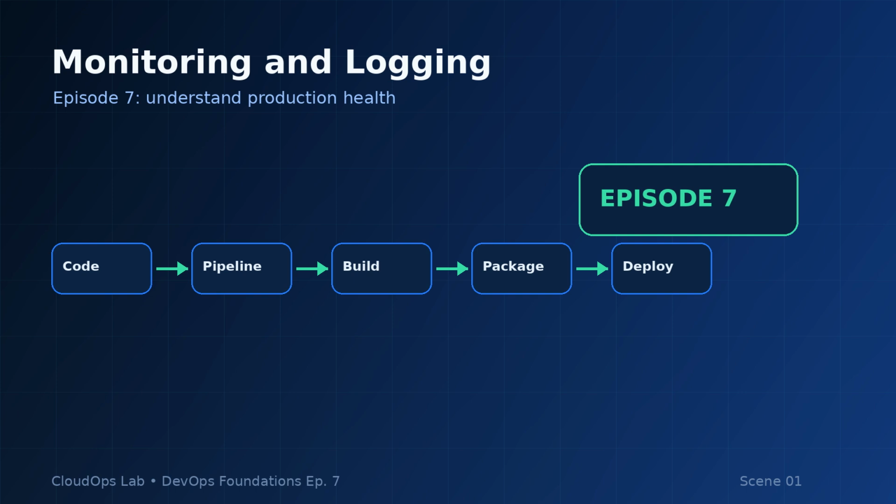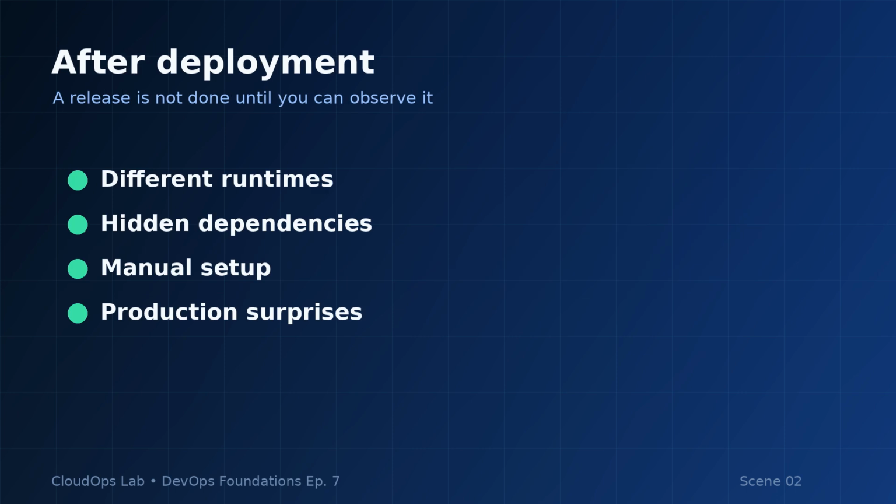Deployment is not the end of DevOps. After an application is running, you need to know whether it is healthy, whether users are affected, and where to look when something breaks. The goal of this episode is not to memorize every command. The goal is to understand the mental model so the tools become easier to learn later.